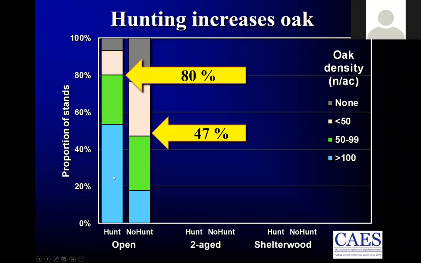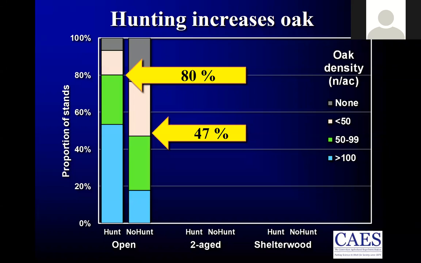In areas that were hunted, 80% of those stands had at least 50 oaks per acre that were free to grow. Those are the light blue, the bottom bar, and the green, which is the second to the bottom bar. Compared to areas where hunting was not allowed, less than 50% of those stands had 50 oaks per acre. And I think that's a pretty low bar to hit. You know, we're talking 12-year-old stands.